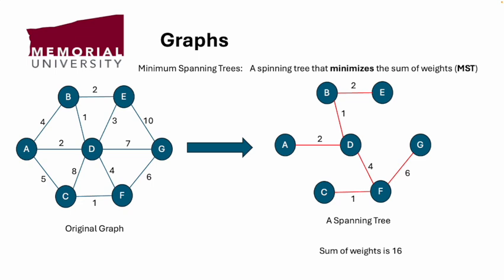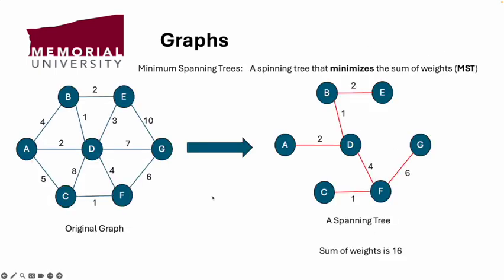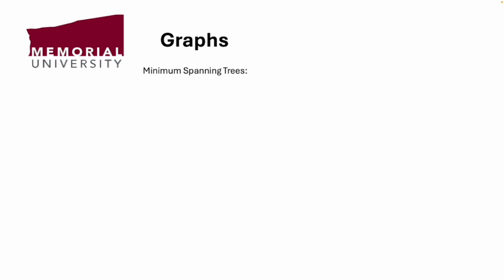So that's how we can get a minimum spanning tree. Any questions before this definition? How we can get this minimum spanning tree? Pretty straightforward, right?